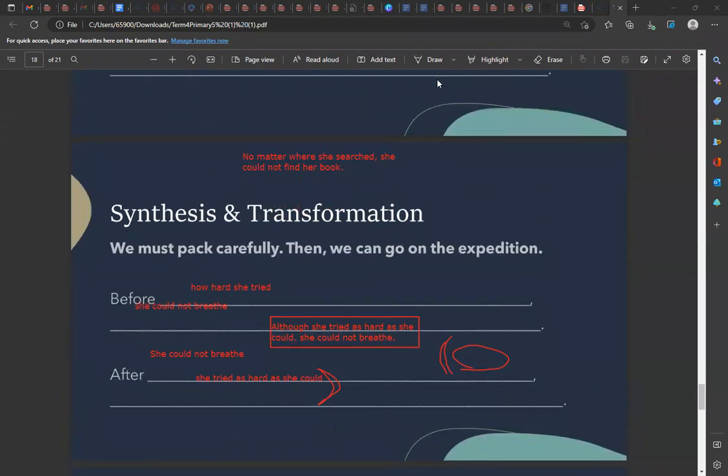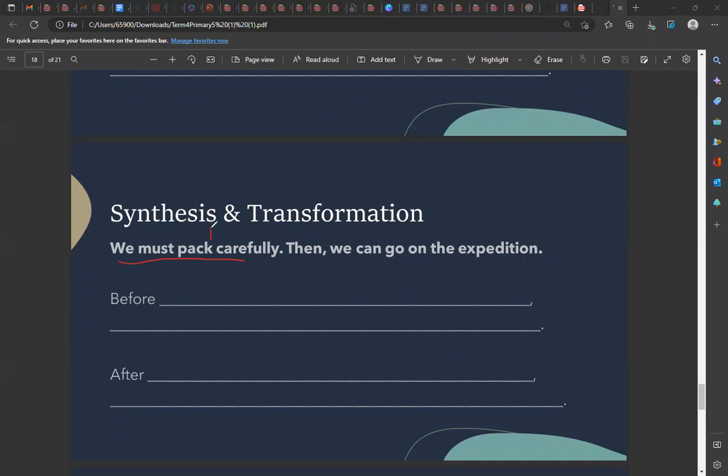Before and after questions are really common in primary 4. So in this primary 5 worksheet, we actually try to recap this concept with our students. The order is very important. We must pack carefully. This is the first thing in the temporal sequence. The first thing in time is packing carefully. The second thing in time is going on the expedition. So the first event is packing carefully, and the second event is going on the expedition. And an expedition is simply a journey. So before we can go on the expedition, we must pack carefully.